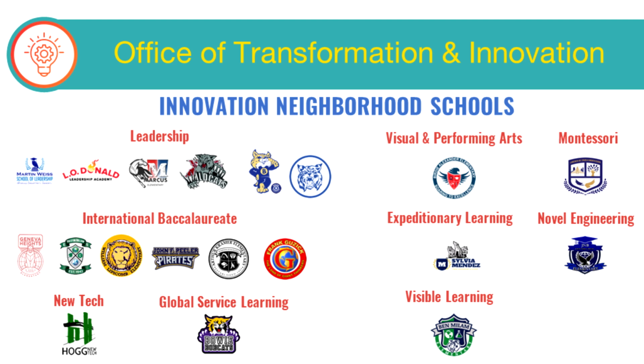Thank you. And then here you see many leadership, IB, New Tech, again at the elementary level, global service learning. Visible learning is a new model that has recently joined the neighborhood family, novel engineering, Montessori as well. And again, these are campuses that you do not have to apply to if you are already zoned to these schools. If it's your neighborhood campus, you automatically are able to enroll here. But if you're interested in joining one of these innovative neighborhood schools, you can complete a transfer as Jorge described earlier. Next slide.